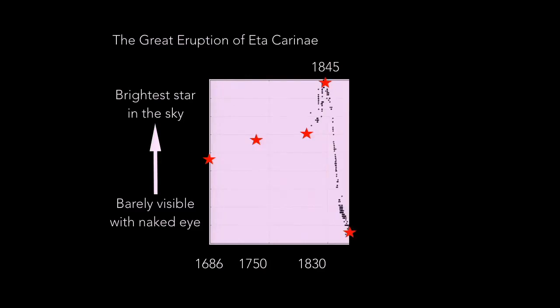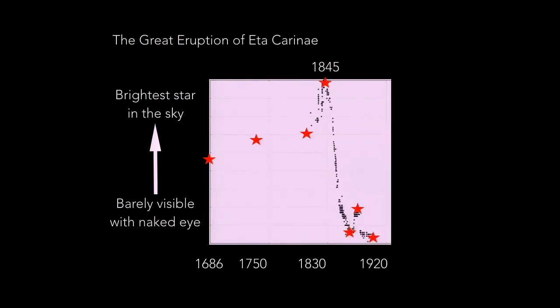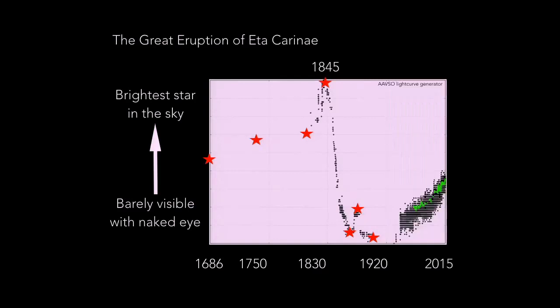And then all of a sudden, in maybe like 10 more years, it basically dropped down to the point where you couldn't even see it with your naked eye. And then it had a little mini outburst again, and then it dropped back down to where you couldn't see it again in 1920. And it's been on this slow and steady rise ever since, out to about 2015, and it's continuing to rise now. And so what caused this great eruption?